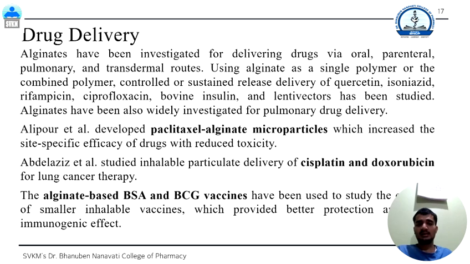Alginates have been widely investigated for pulmonary drug delivery. A scientist named Alipour has developed paclitaxel alginate microparticles which increase the site-specific efficacy of a drug with reduced toxicity. Another scientist named Abdelaziz studied inhalable particulate delivery of cisplatin and doxorubicin for lung cancer therapy. Alginate-based BAT and BTD vaccine have been used to study the efficacy of the smaller inhalable vaccine, which provided better protection and better immunogenic effect.